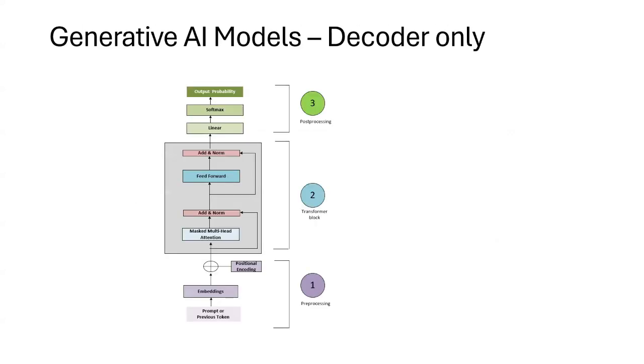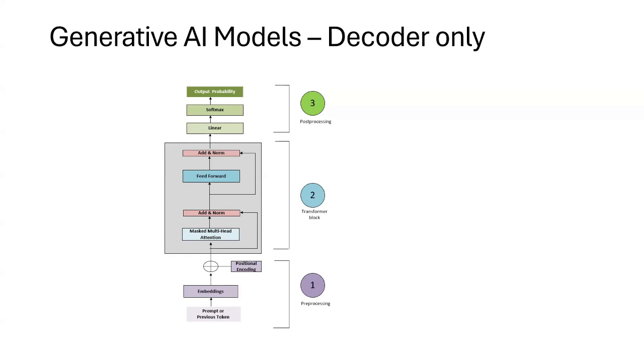So if you look at the decoder only architecture more carefully, there are three high level sections. The first level is the pre-processing. You give some input, it gets converted to embedding, then positional encoding is added to it, and then it is passed to the transformer block.